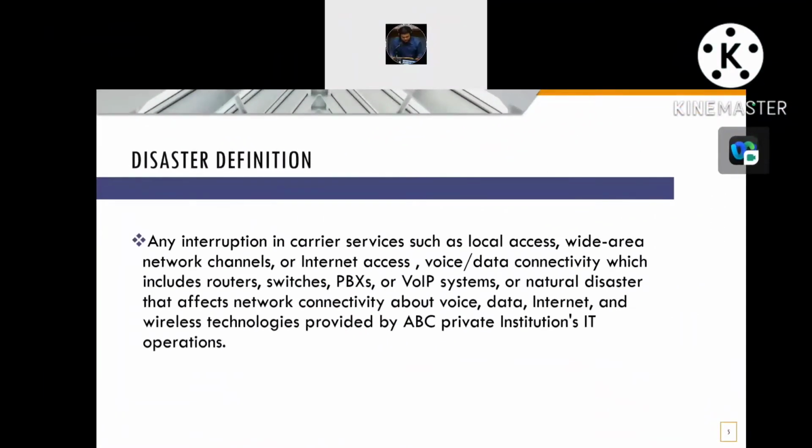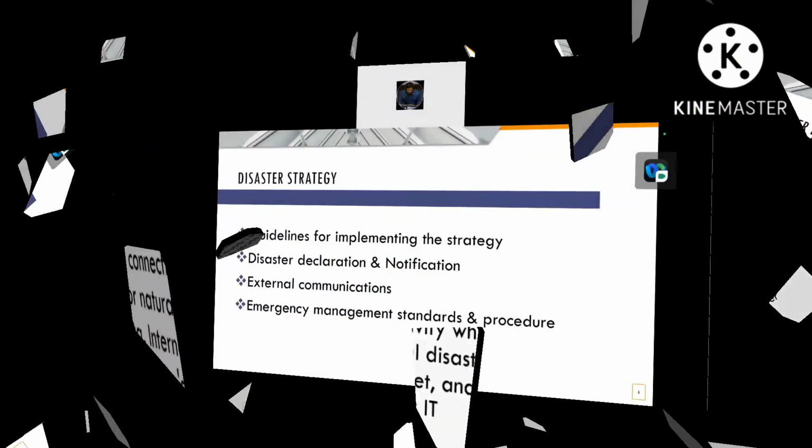Disaster definition is any interruption in carrier services such as local access, wide area network channel, or internet access, voice, data connectivity, which includes router, switch, PBX, or VoIP system, or natural disaster that affects network connectivity, about voice, data, internet, and wireless technologies provided by ABC private institution IT operation. This plan identifies weaknesses and suggests countermeasures to avoid prolonged network outage.